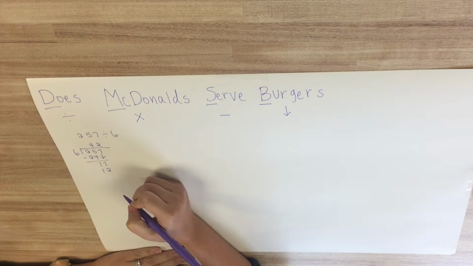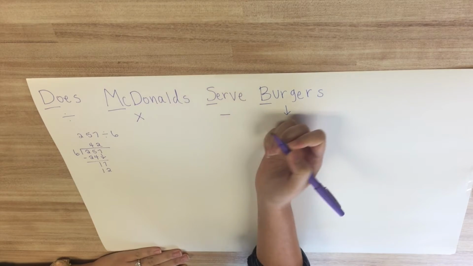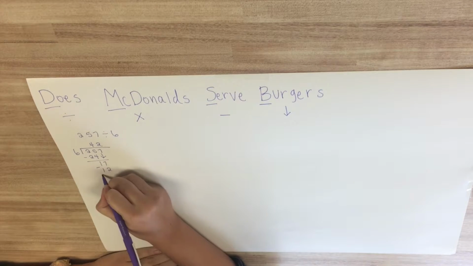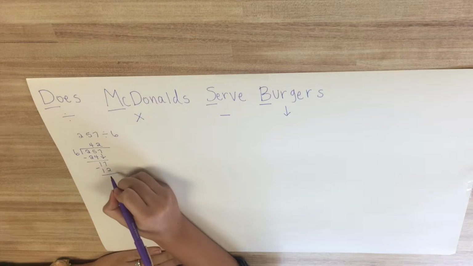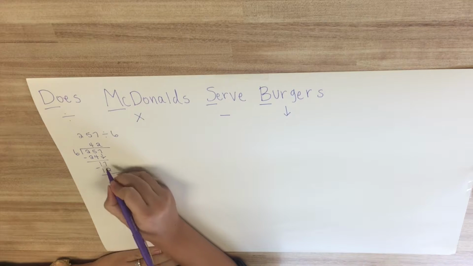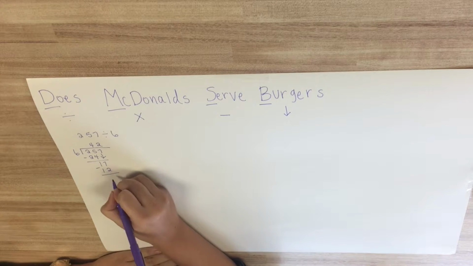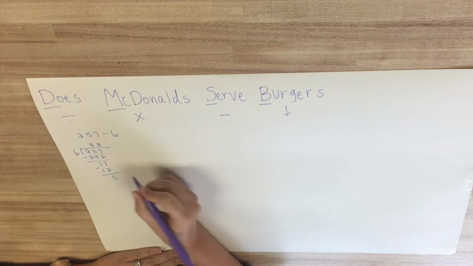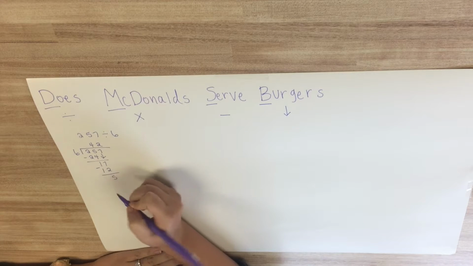Now I'm ready for my next step, which is to subtract. I'm going to subtract 17 minus 12. 7 minus 2 is 5. 1 minus 1 is 0.